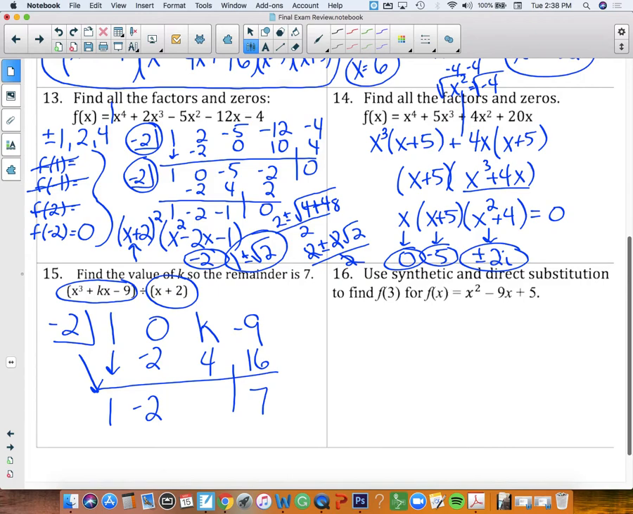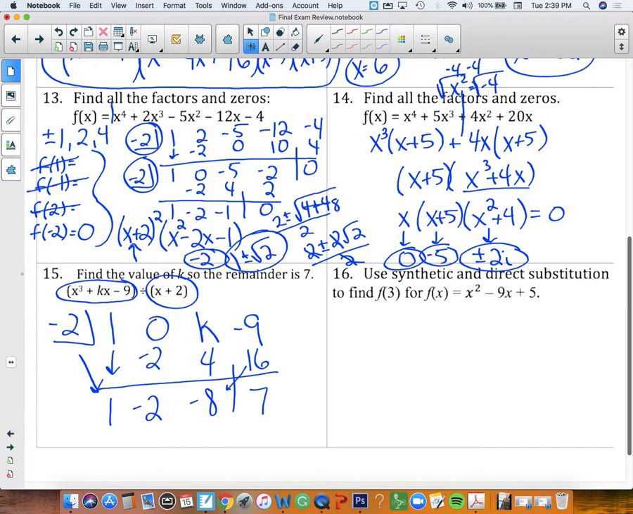Okay, now to get from here to here, we know that we're multiplying by a negative 2. So what times a negative 2 gets me to a 16? Negative 8. Right, so negative 8 times a negative 2 gets me to a positive 16.